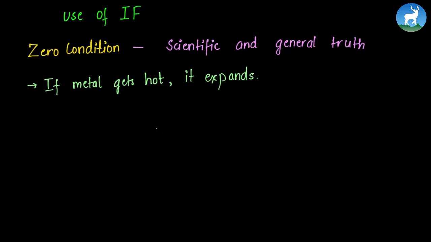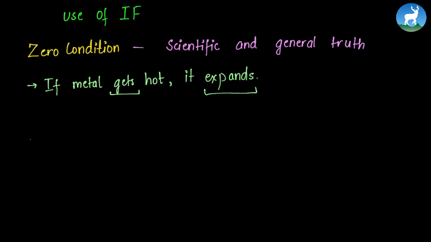if metal gets hot, it expands. This is a scientific truth. And we use present tense while stating scientific truth. If the metal gets hot, this is present tense, it expands. This is again the present tense. So we write scientific facts or general truth in present tense.